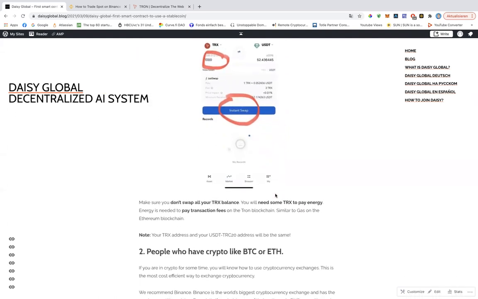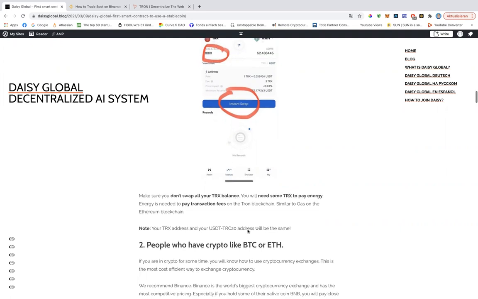Please make sure you don't swap all your Tron balance to USDT, because you will need some Tron to pay energy. Energy is needed to pay transaction fees on the Tron blockchain, okay? It's similar to gas on the Ethereum blockchain, if you are familiar with that, okay? And by the way, your USDT address will be exactly the same as your Tron address, okay?